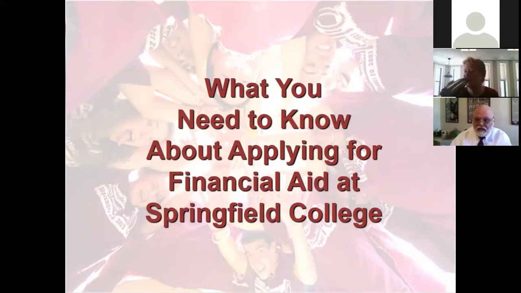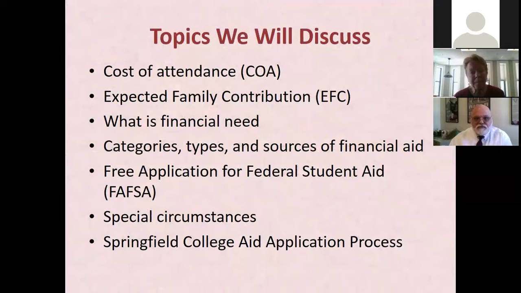We're going to talk about financial aid at a pretty high level, and we're going to cover a variety of topics related to financial aid. Some things that we're going to talk about are cost of attendance and expected family contribution, or EFC. That's a term you're going to hear a lot of in the financial aid process. What is financial need? The categories, types, and sources of financial aid. We'll talk about the Free Application for Federal Student Aid, called the FAFSA, and what to do if there are special circumstances. This is something that we've always handled, but we're seeing an awful lot of special circumstances right now because of the pandemic, and the actual Springfield College application process. So let's get started.